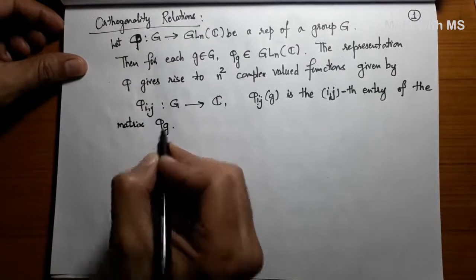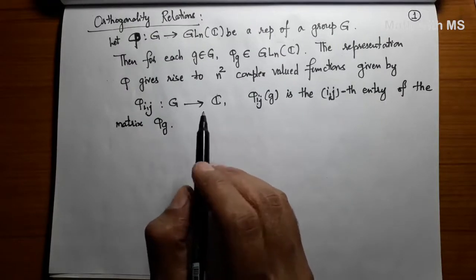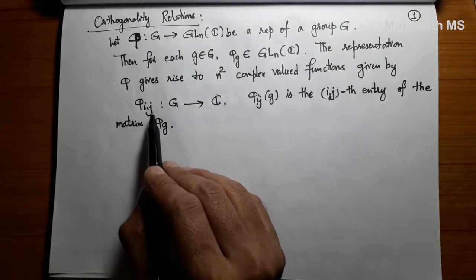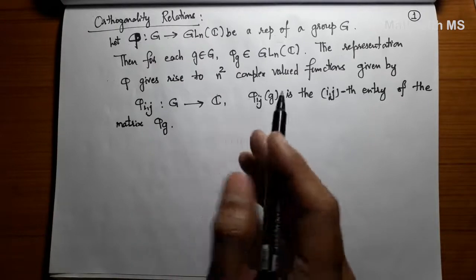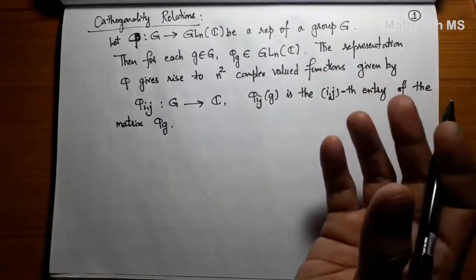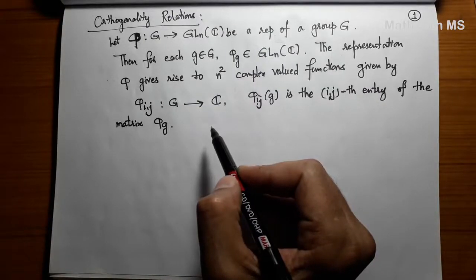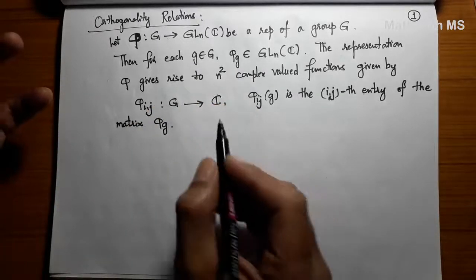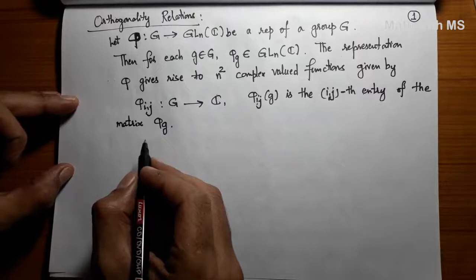What we are going to prove is, given an irreducible unitary representation, all these functions phi_ij, which are complex valued functions from G to C, form an orthonormal set in the space of all complex valued functions from G to C. For that we first need to analyze the space of all complex valued functions from G to C, and that is called the group algebra.